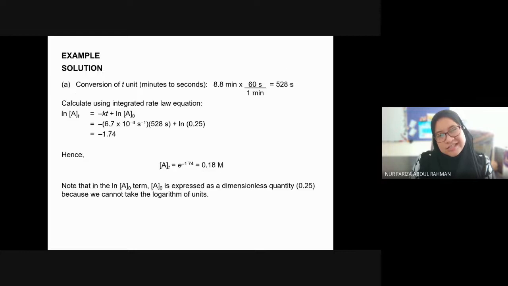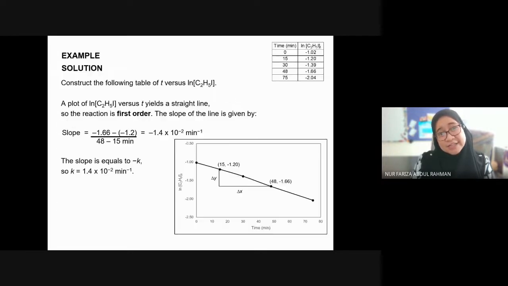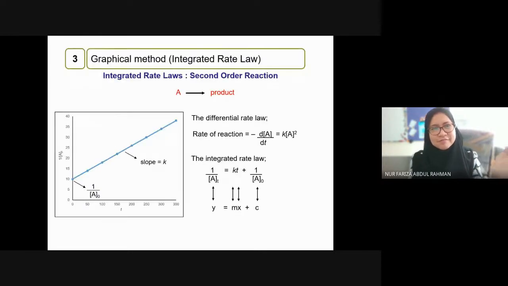Okay. Kita skip sekejap ni. Kita pergi ke second order, sebab dia bagi contoh and then dia lepas tu baru pergi second order. Tadi zero, first, tiba ada example and then second. So kita go through dulu all the integrated rate law. So far we have zero, we have first. Now second order reaction.